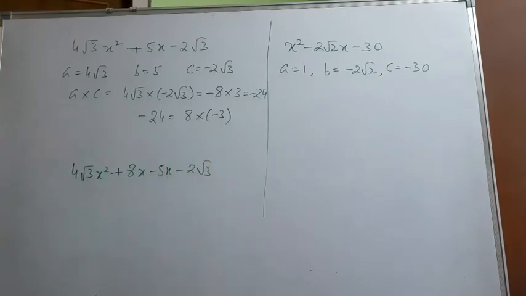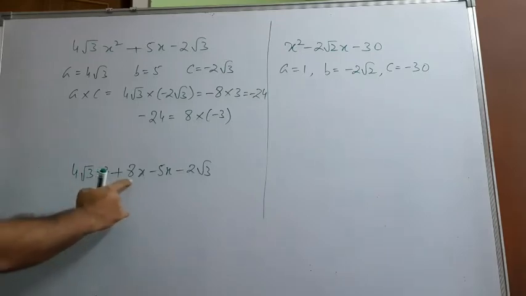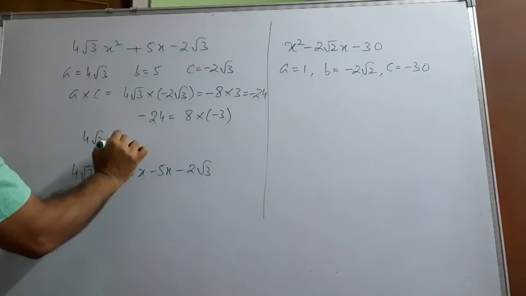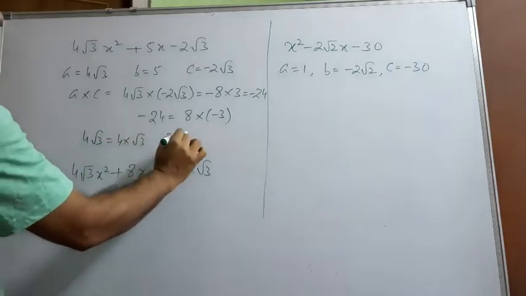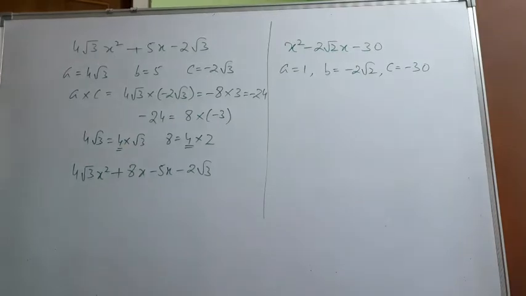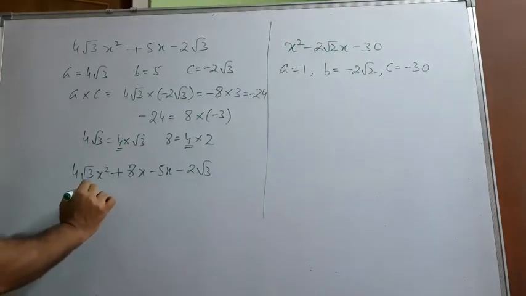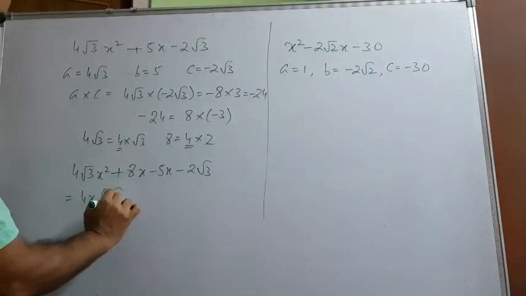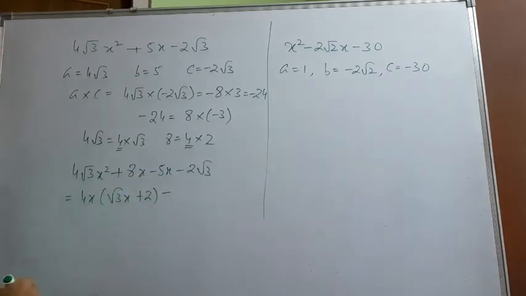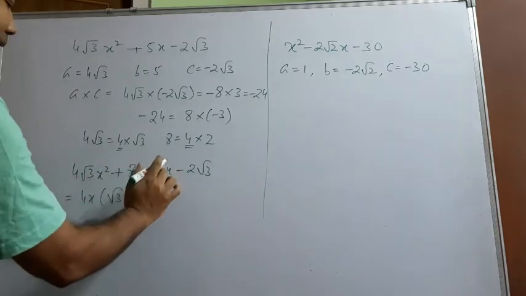Now regarding the common factor, what is common in 4 root 3 and 8? 4 root 3, you see, is 4 into root 3. 8, you see, is 4 into 2. So it is very clear that 4 is the common factor. So I take 4 common and x common. So I have root 3 and x, and 4 into 2. Then I take this sign common. Okay, sorry, this sign common.